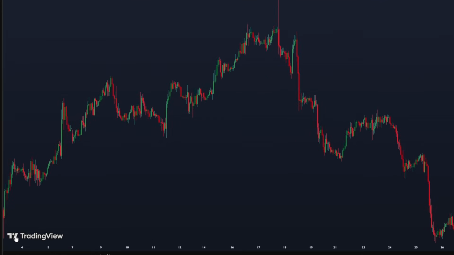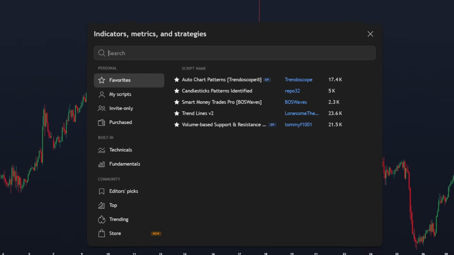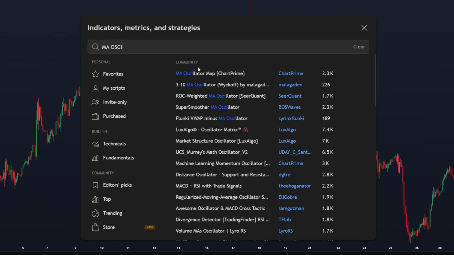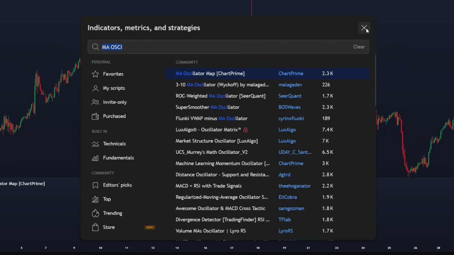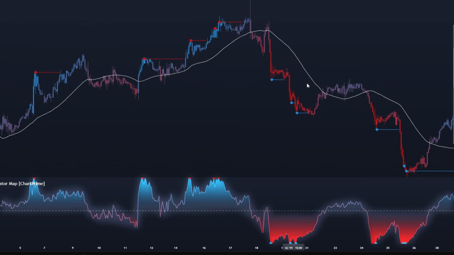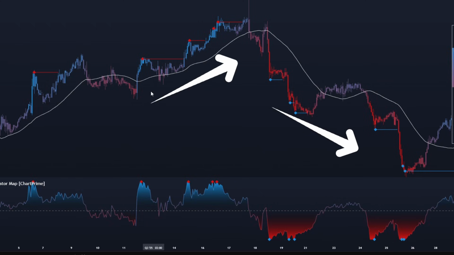I'm on TradingView right now, on GBPUSD, 1 hour, but you can use any market and time frame you like. Open the Indicators tab, and search for MA Oscillator Map, then select the one by Big Beluga. Once you add it, you'll see 2 main things: a white trend ribbon on the price chart and an oscillator panel under the chart. The white ribbon is your trend filter.